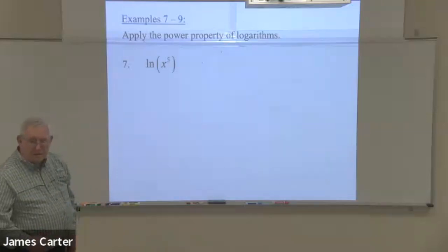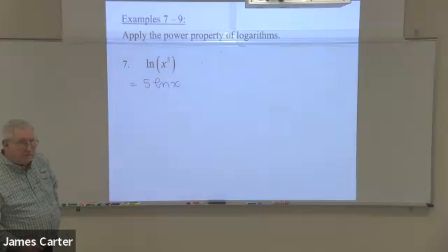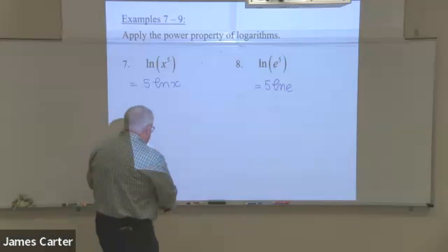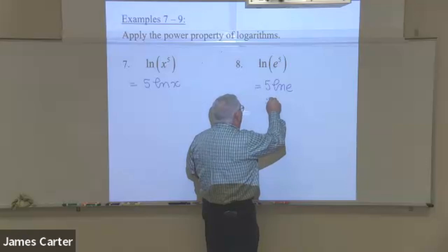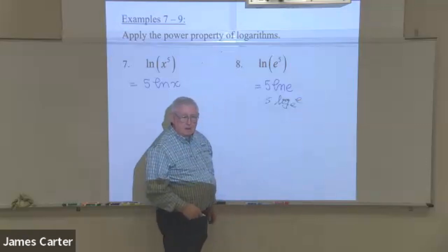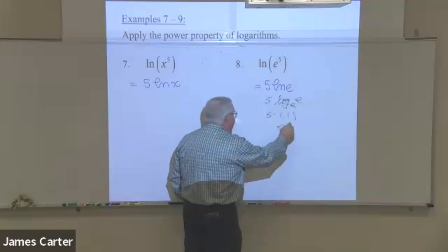Power property. First thing we do on this one, pull the 5 out front. And in this case, we're done. This one, we're going to get a little extra step before we're done. We bring the 5 out front again, but ln of e is the same thing as this. And this is equal to 1 times that 5, so the answer is 5.